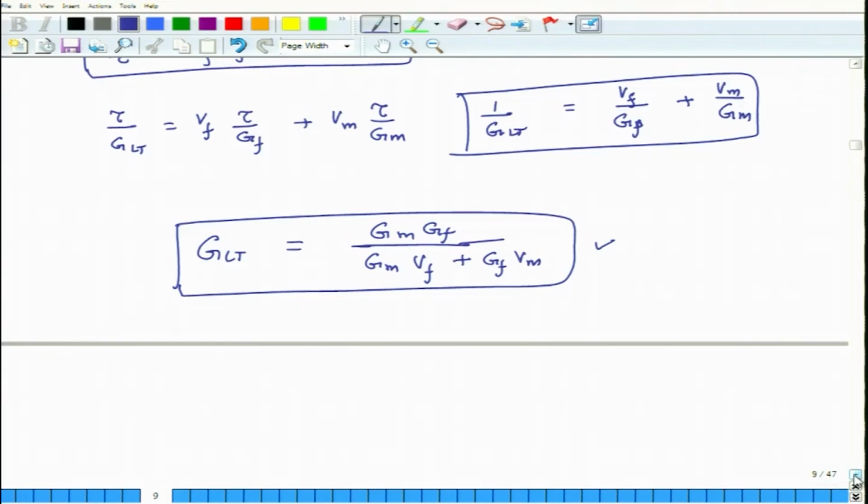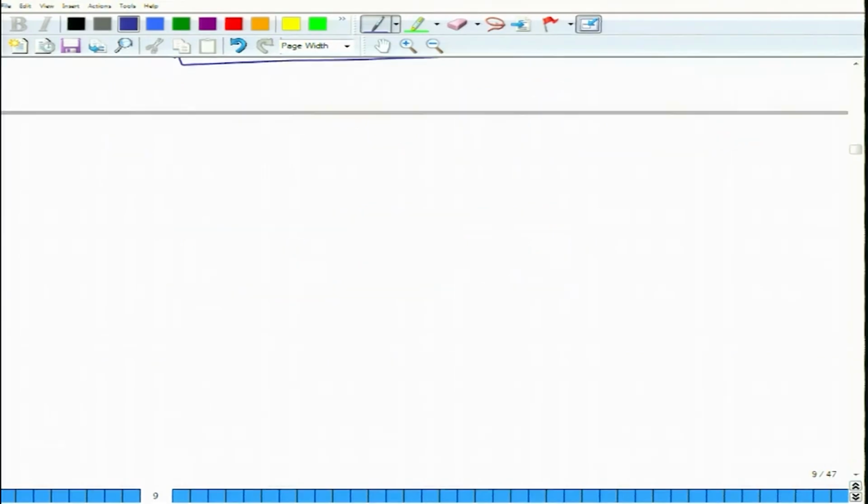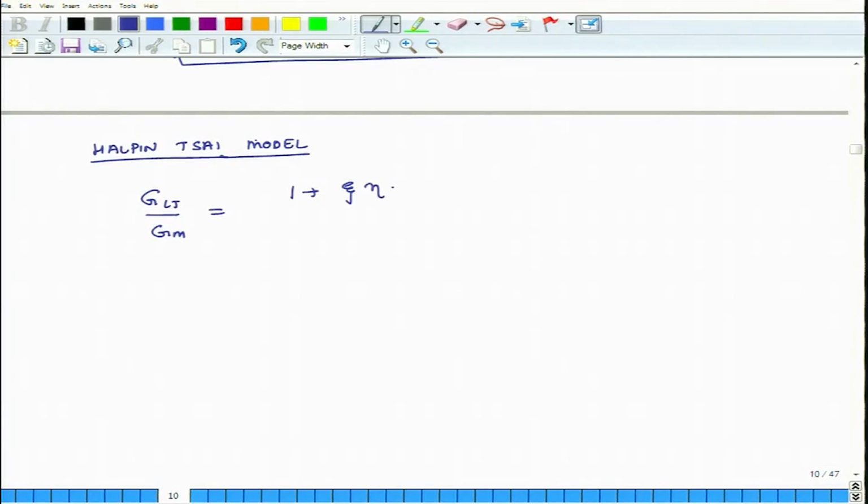So, once people found this out, they improved these models, and a very good final model was developed by Halpin and Tsai, not only for the transverse modulus ET, but also for GLT. This is the Halpin-Tsai model, and it works reasonably well. So, what does the model say? GLT divided by Gm equals 1 plus zeta eta Vf divided by 1 minus eta Vf.